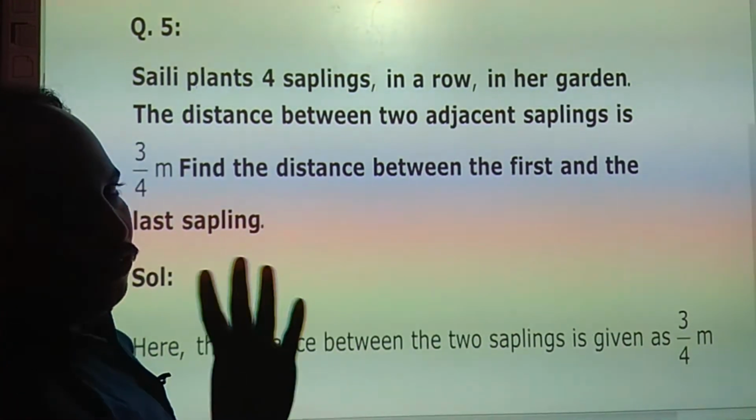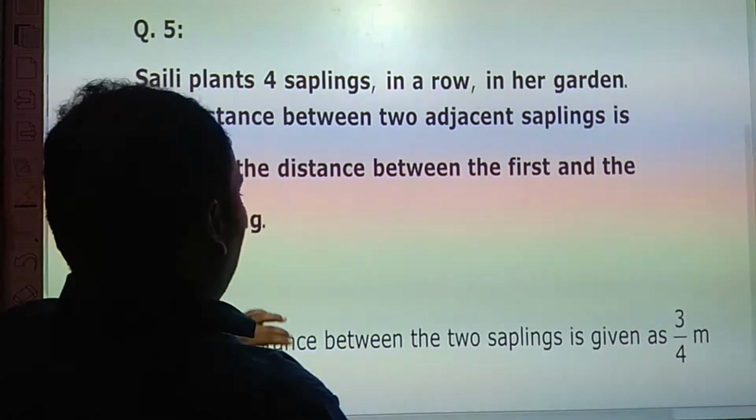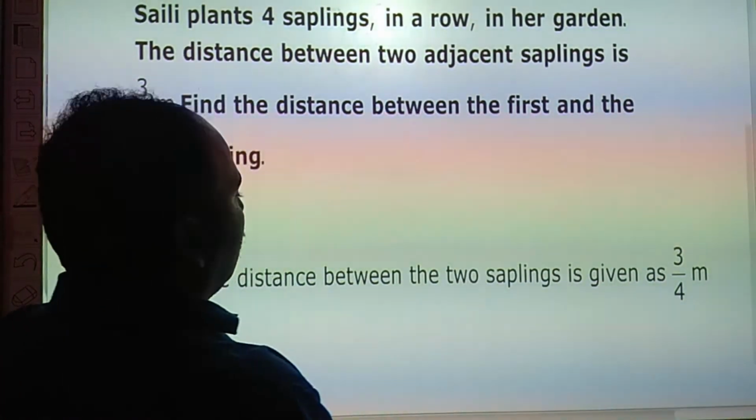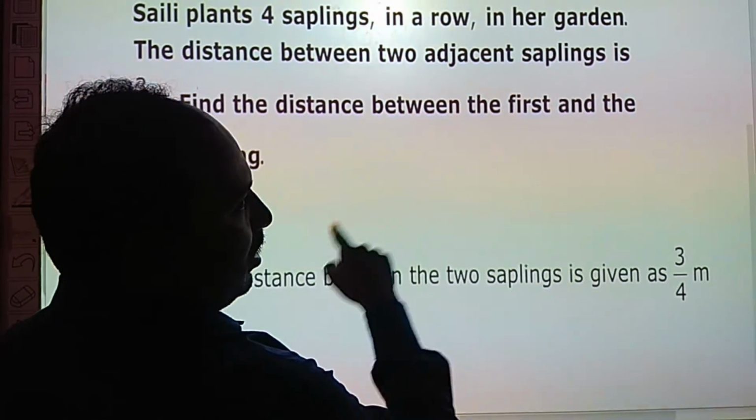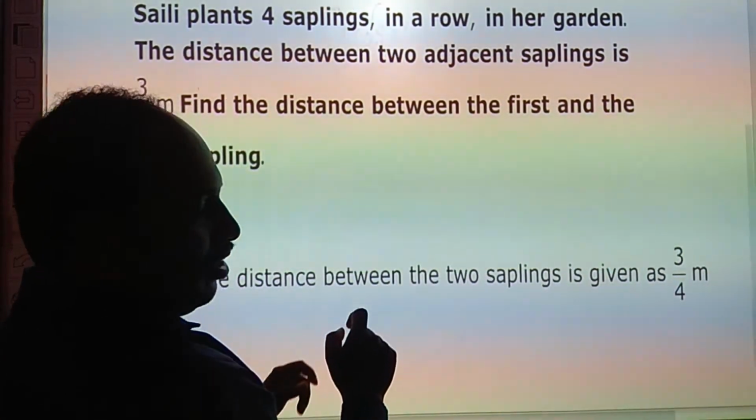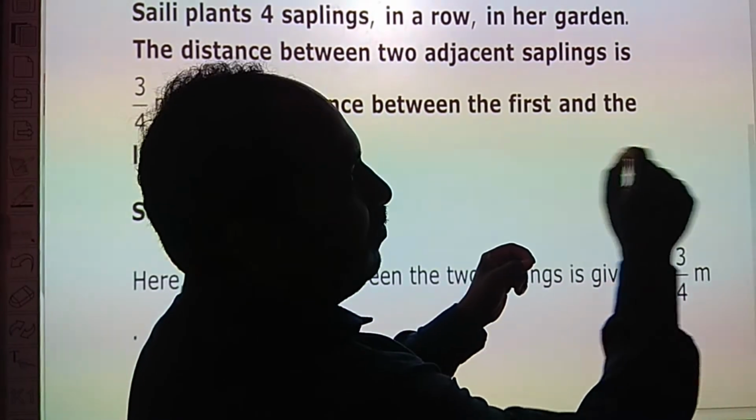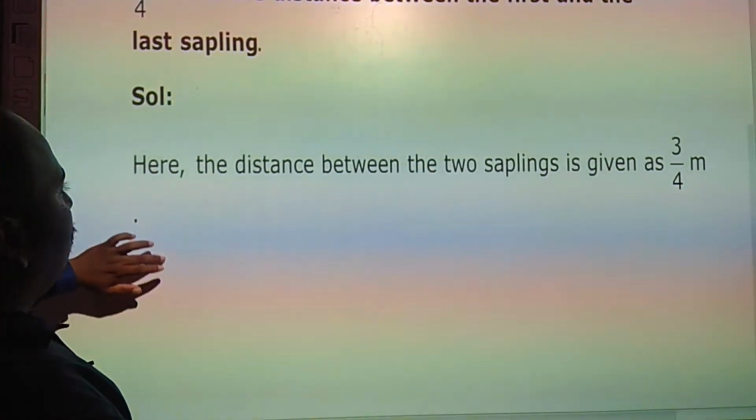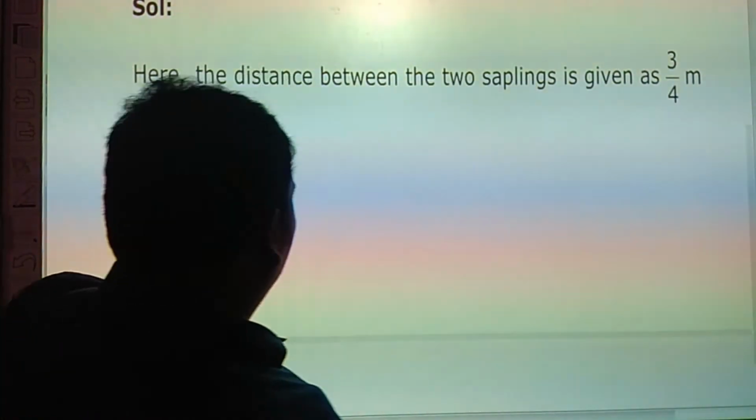See, plants 4 saplings. 1, 2, 3, 4. Total 4 saplings. Each distance is 3 by 4, 3 by 4, 3 by 4. First one and second one gap is 3 by 4. Then second one and third one gap is 3 by 4. Then third one and fourth one gap is also 3 by 4. So here the distance between 2 saplings is 3 by 4 meter.